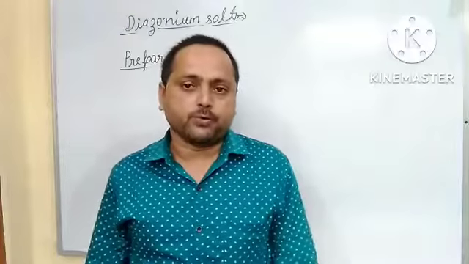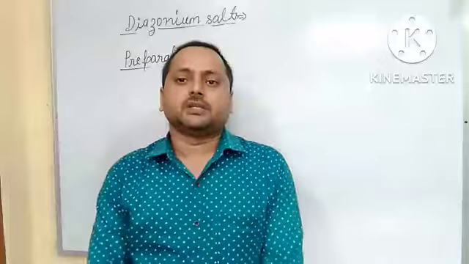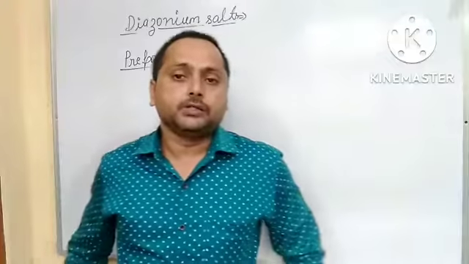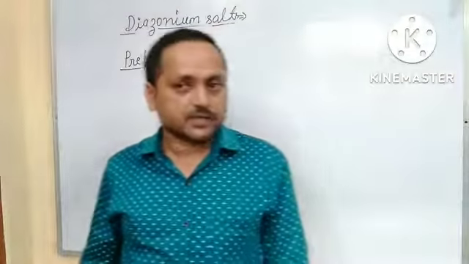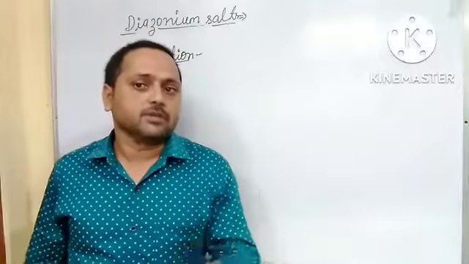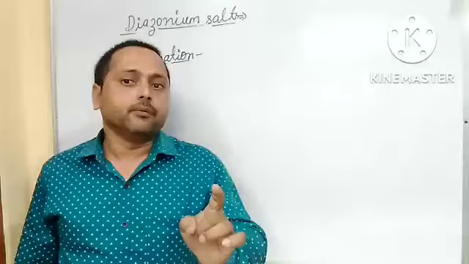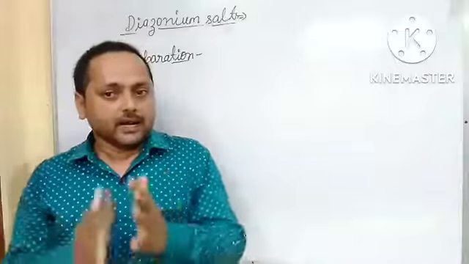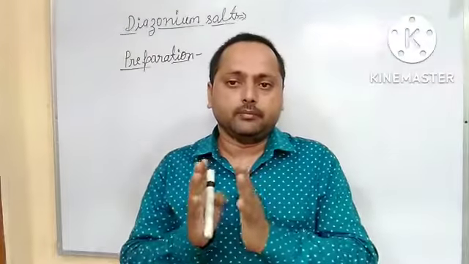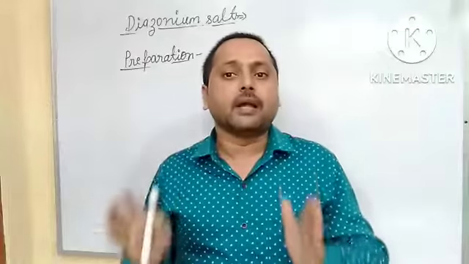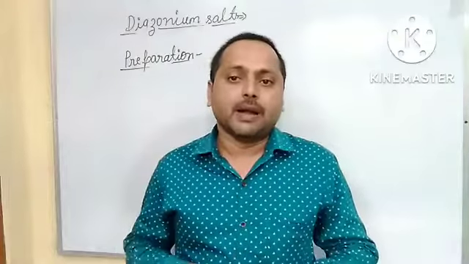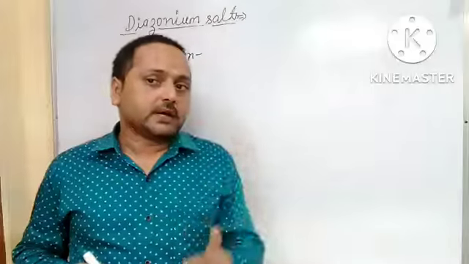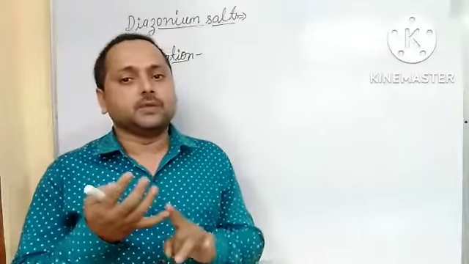How to prepare? Let us see how to prepare. It can be prepared by the reaction of aniline with sodium nitrite plus HCl at 0 degrees Celsius to 5 degrees Celsius. In some books it is given in Kelvin, so you have to remember it: 273 to 278 Kelvin. Sometimes it is shown directly that benzene diazonium chloride is prepared by the reaction of nitrous acid at 273 to 278 Kelvin, but that nitrous acid is obtained by the reaction of sodium nitrite and HCl.